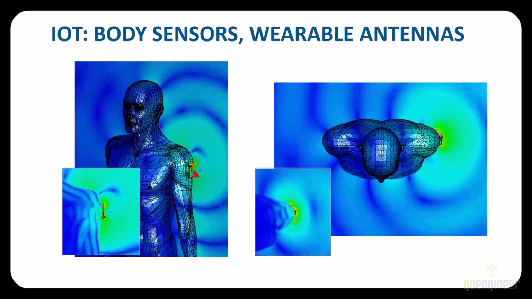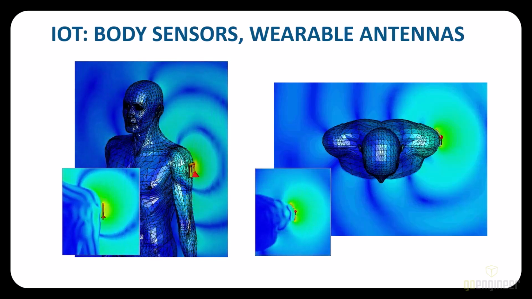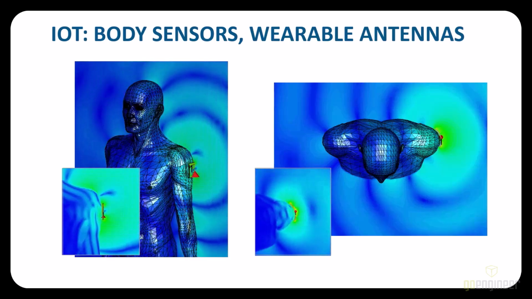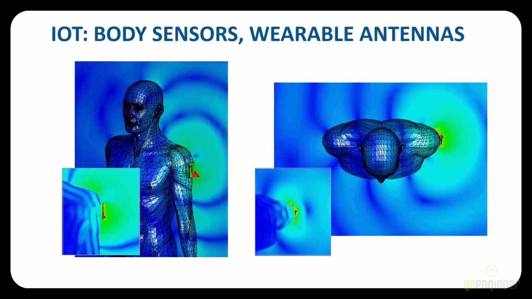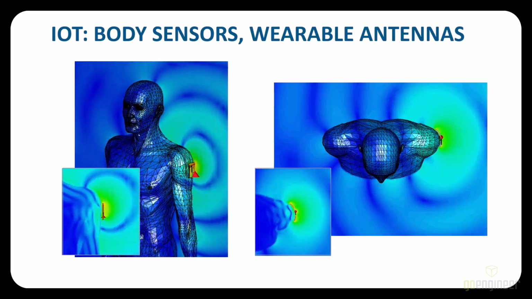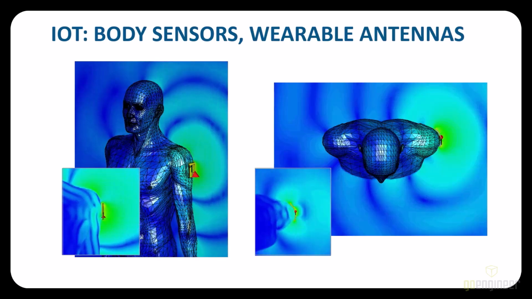360-degree coverage, or how the return loss of the antenna would be affected by placing it on the human body. These what-if scenarios hold the key to sustainable innovation for body-worn sensors and smart devices.